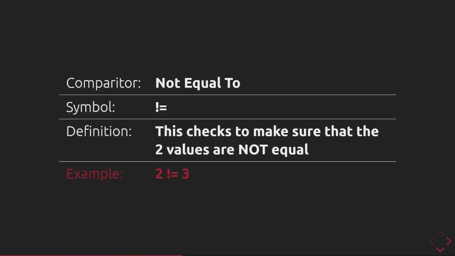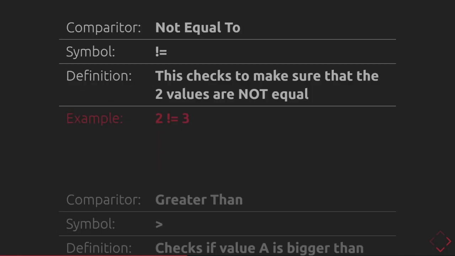Next we have not equals to. In most cases with JavaScript, if you want the opposite of a particular thing, you can just use the exclamation mark for not. So in this case the exclamation equals. This checks to make sure that two values are not equal. So in this case 2 not equal to 3 is true.